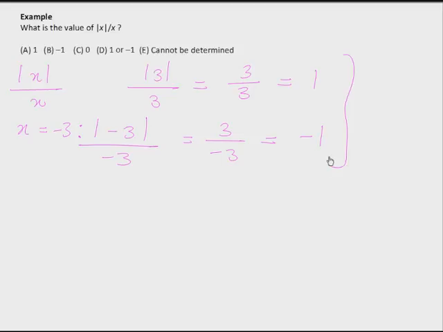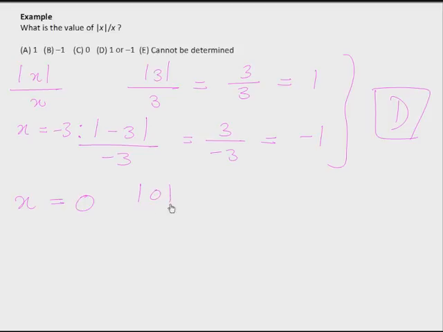Yep, so as expected, I got two different answers depending on whether x was positive or x was negative. So the answer choice is D. Is it? I've taken x as positive, I've taken x as negative. Does that cover everything x can be? No, x can be 0, which is neither positive nor negative.